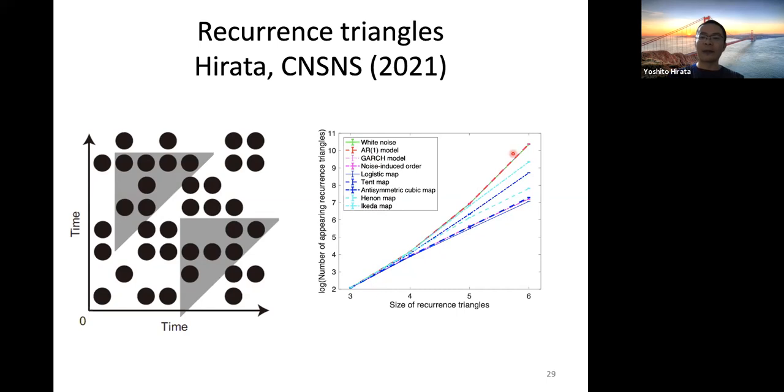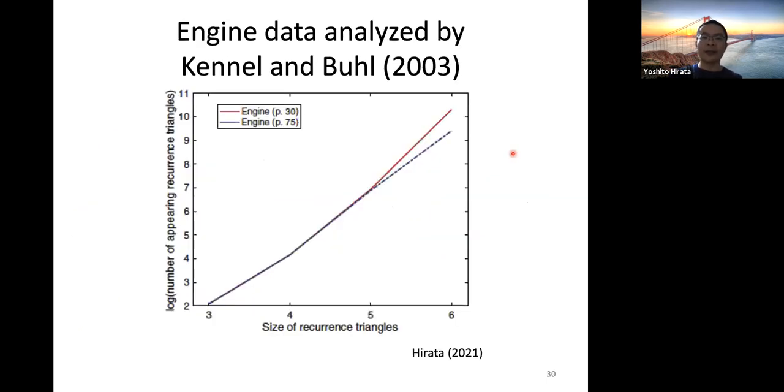Therefore, it is practical. So finally I applied this to the engine data analyzed by Ken and Boo in 2003. There are two types of engine data: one specified by the parameter P30, and the other by the parameter 75. For parameter 30, we can see super exponential growth as shown by the red solid line, which means it can be related to stochasticity in the underlying dynamics. But in the case of the engine with parameter 75, we cannot deny exponential growth in the appearing recurrence triangles. So depending on the parameters, the engine's behavior can be different.